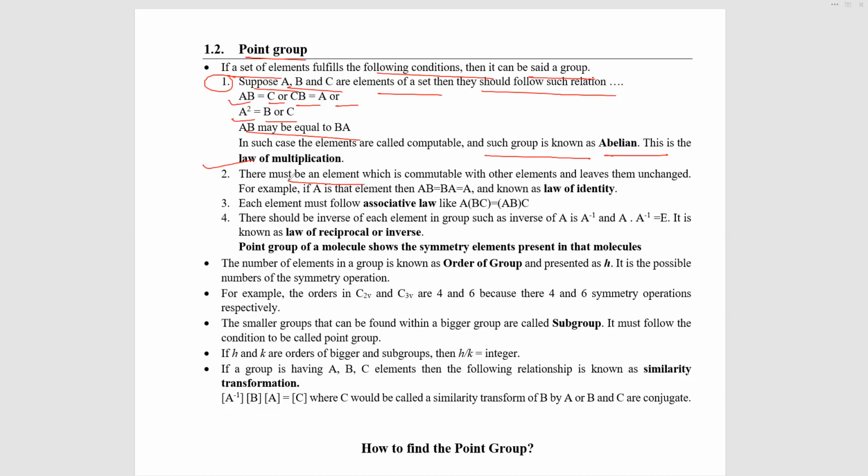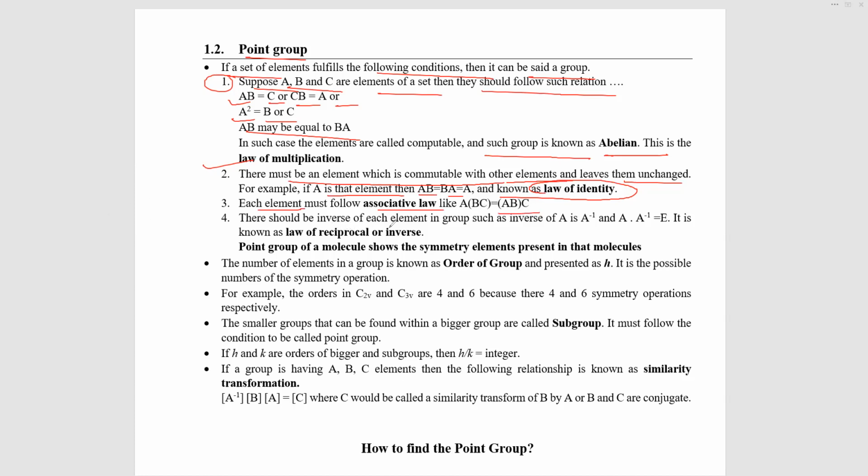There must be an element which is commutable with other elements and leaves them unchanged. For example, E is that element. When it is multiplied with A, B, it gives EB equal to B, EA equal to A, and it is known as the law of identity. The third one is that each element must follow the associative law, like A(BC) is equal to (AB)C, like that.